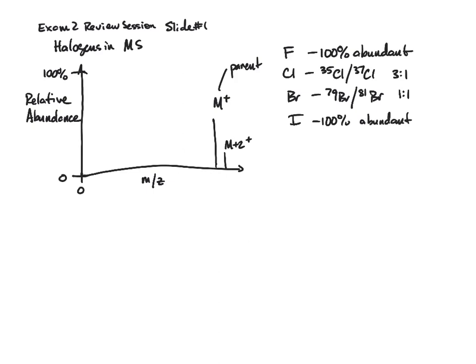So iodine is 100% abundant. So like fluorine, it's really not indicative. The only thing you would see is a peak at 127. And that corresponds to the iodine atom itself, I+. So it's sort of out in no man's land at 127.